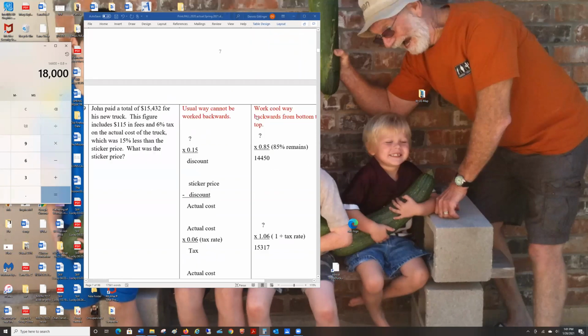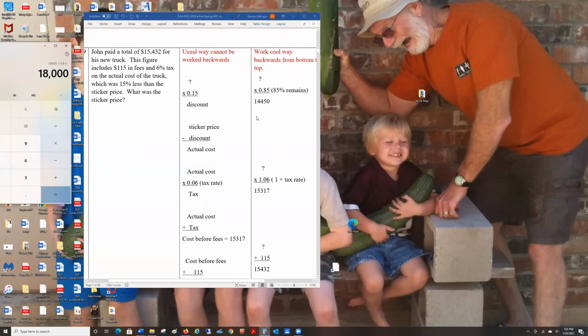All right. One more example is number 9 on page 5, which I have worked out in painful detail on page 8. In this case, you know the total was $15,432 for his new truck. Let's highlight that, including $115 in fees, which were not taxed.